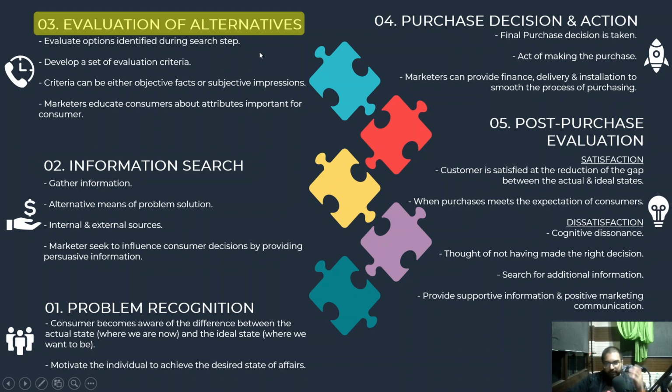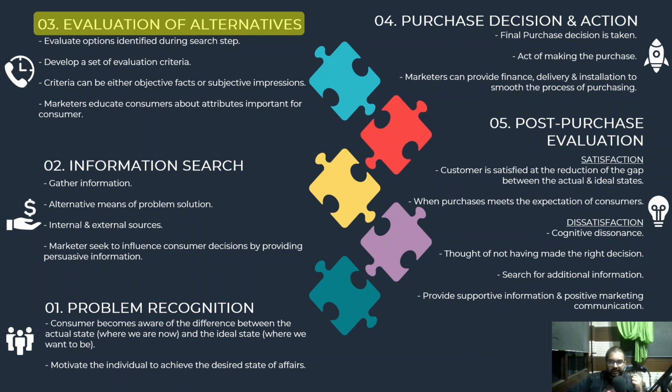After the information has been gathered from the different sources, the consumer realizes that he has a lot of alternatives. So he will list down all the alternatives, and then the evaluation of alternatives starts, because he cannot buy all the alternatives. He has to bring down those alternatives to one. So then he starts to evaluate these alternatives.